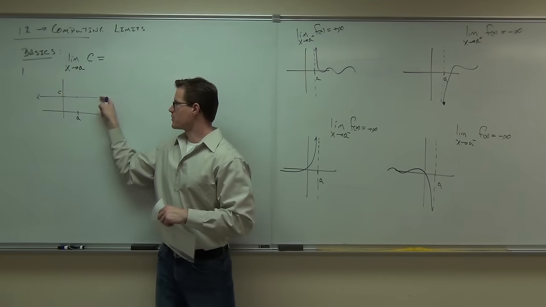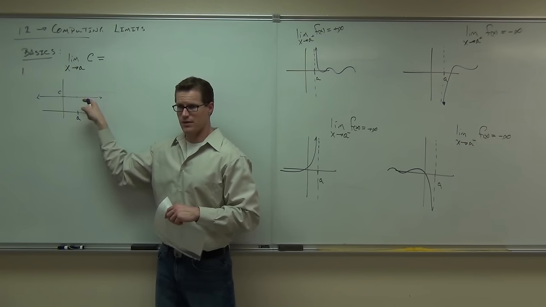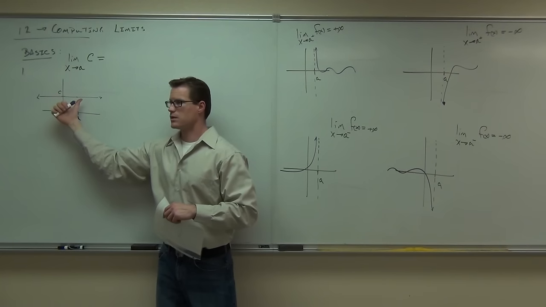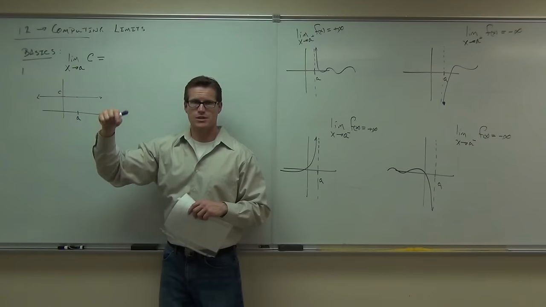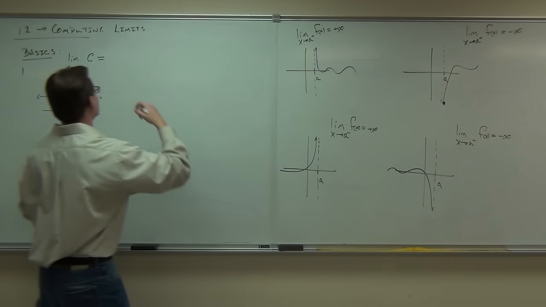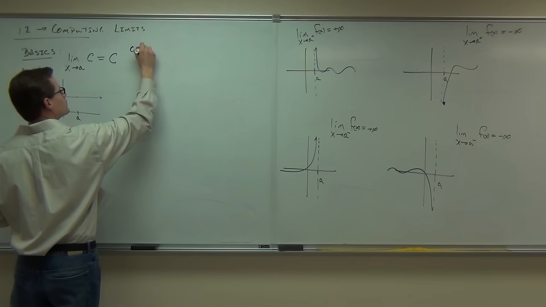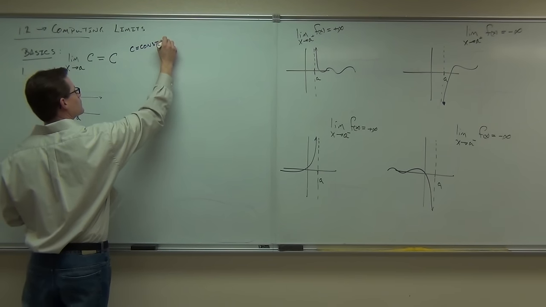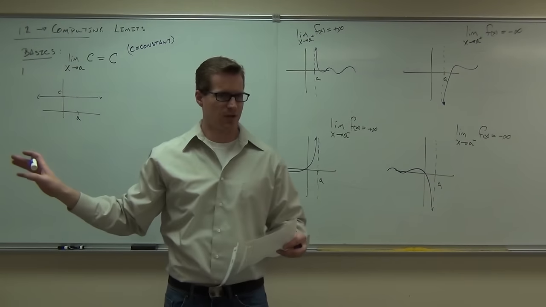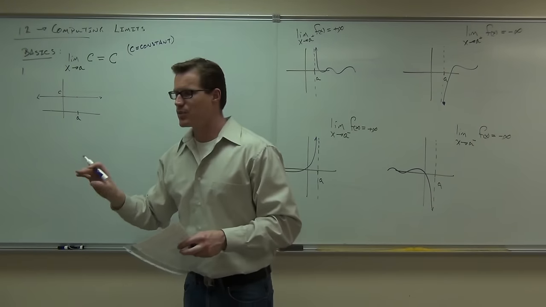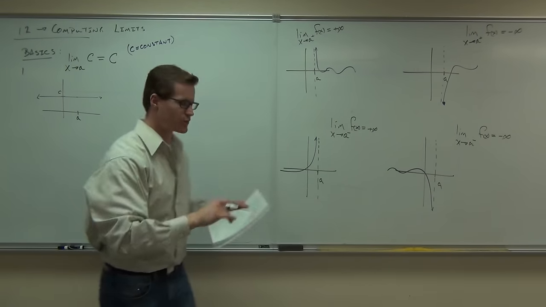What's the limit as we go from the right? What's the y value as we approach the a value? C. How about this way? So the limit is C. What that means is the limit of a constant is the constant itself. That's cool. Where C is a constant. That's nice, right? That makes sense graphically. So every time we take a limit of just a number that's a constant, we just have the constant. That makes things nice for us.